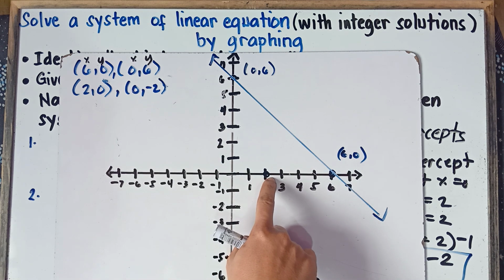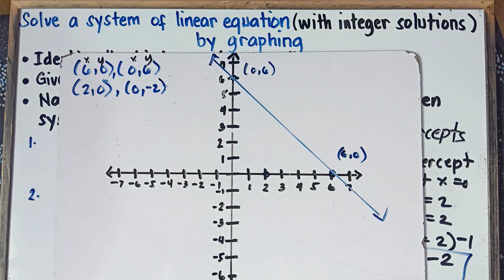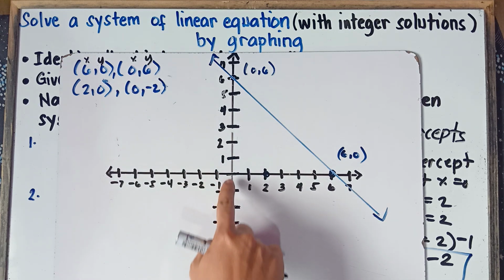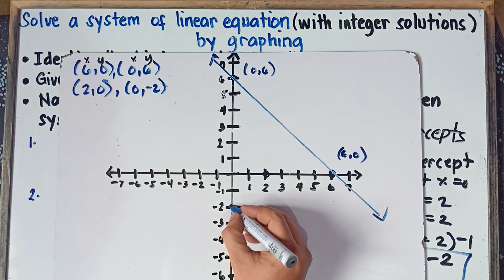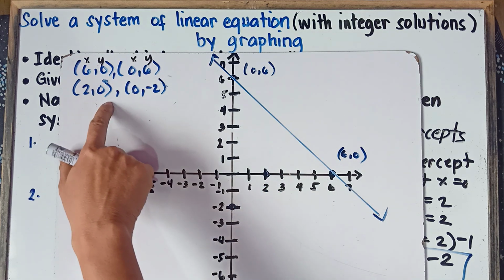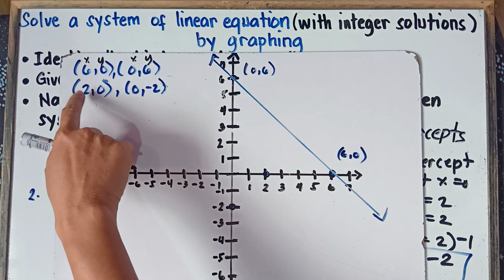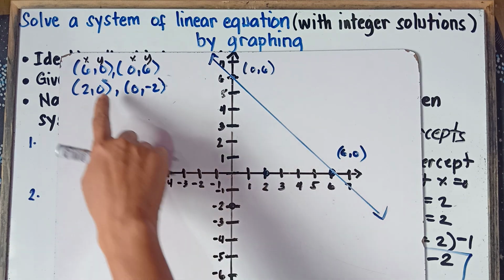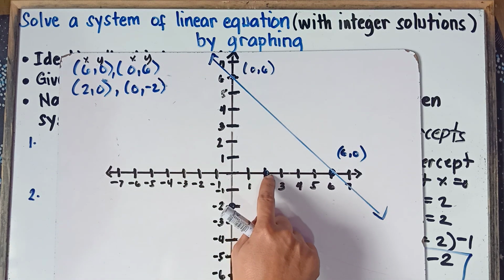And then the other one, we have 0 and then negative 2. So x is 0 and then y is negative 2. This one right here. I hope you still remember, class, how to plot points. Once again, x and y. So x is 2 and then y is 0. So therefore, you will not move up and down.